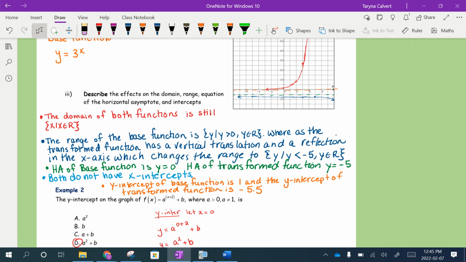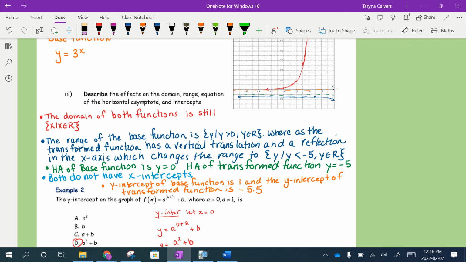So the domain, right, if I have a base function and I apply stretches and reflections and translations to it, it's not going to affect the domain, right? Because it's still going to go forever left. It's still going to go forever right, okay? So that's why I said the domain of both functions is still negative infinity to positive infinity, or x is an element of all reals. But what is affected, as soon as that horizontal asymptote moves, that is going to affect the range. Simple as that.